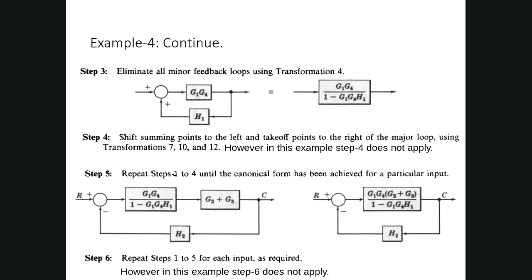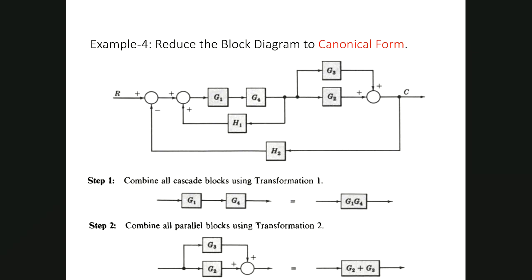Just as we said, let's assume we have one block here, G1 times G4. Now you see this is a feedback. So it will be G1 G4 over 1 plus H G1 G4. Sorry, so it is over 1 minus H1 G1 G4.